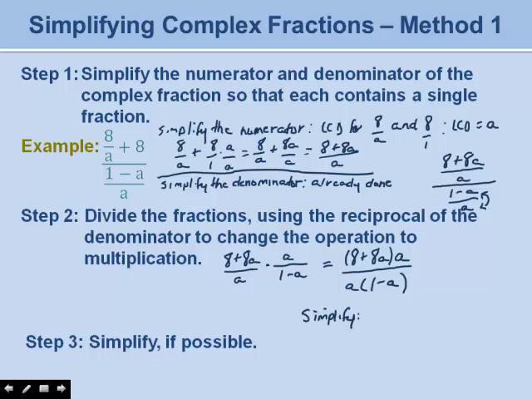Well, notice the 8 and the 8a both have an 8, so we can factor that out. That gives us 1 plus a. There's not any factoring we can do in the denominator. Now that we have everything factored, we see that the only thing that we can cancel are these factors of a. So our final answer would be 8 times 1 plus a over 1 minus a.